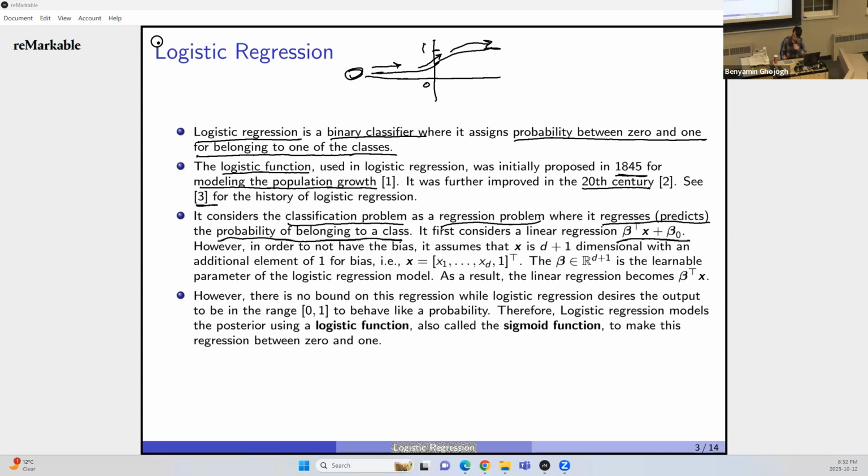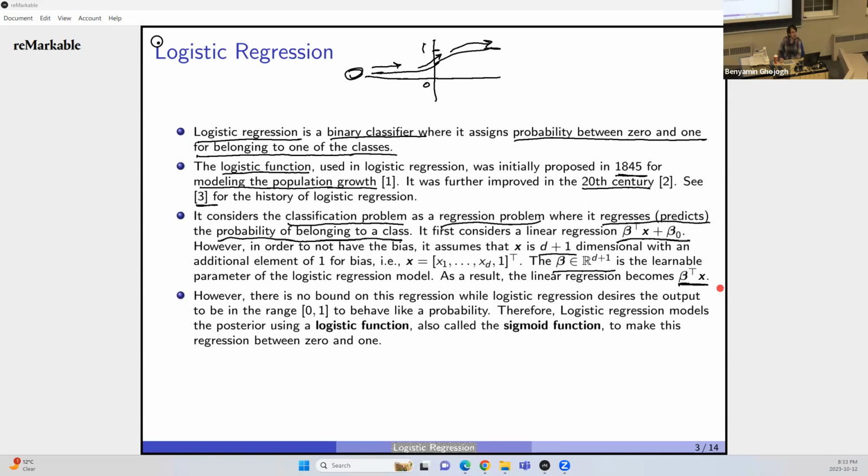And again, we can absorb beta 0 inside beta if we consider x to be d plus 1 dimensional, an additional dimension for the sake of bias, right? We can do that. Did you understand? Okay. So beta can be d plus 1 dimensional learnable parameters for the logistic model. So I can have beta transpose x, right? But there is a problem for beta transpose x plus beta 0, or beta transpose x here. What is the problem?